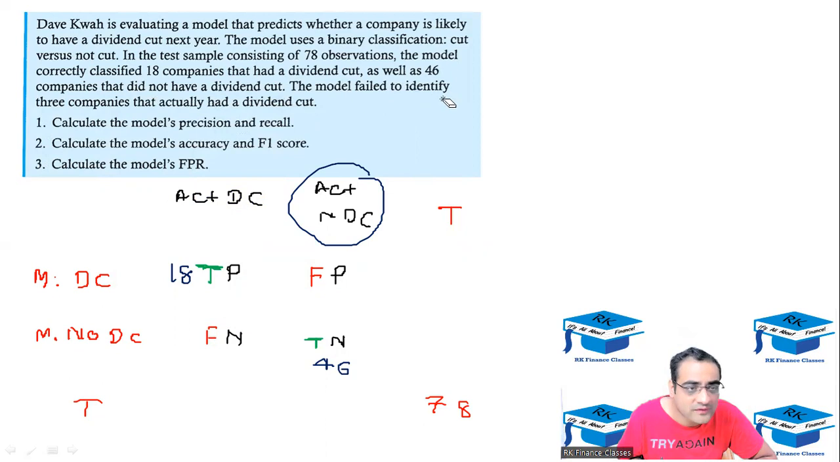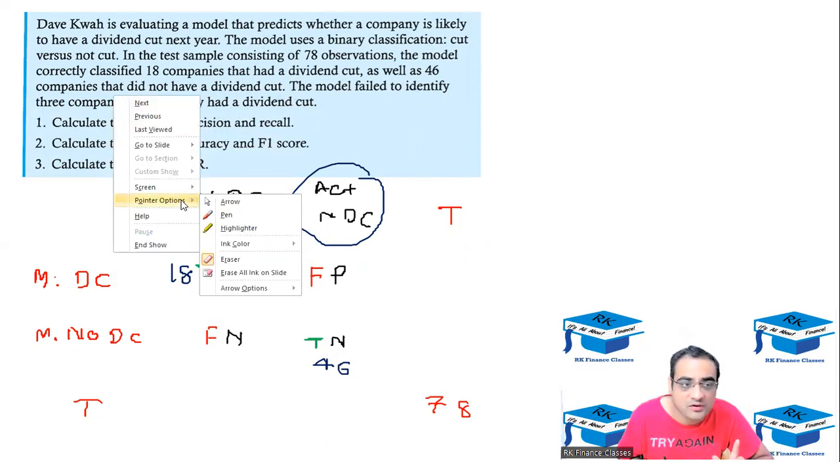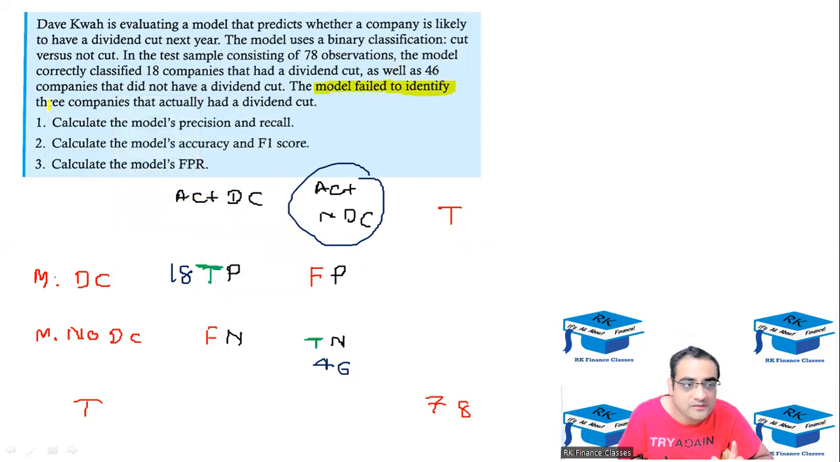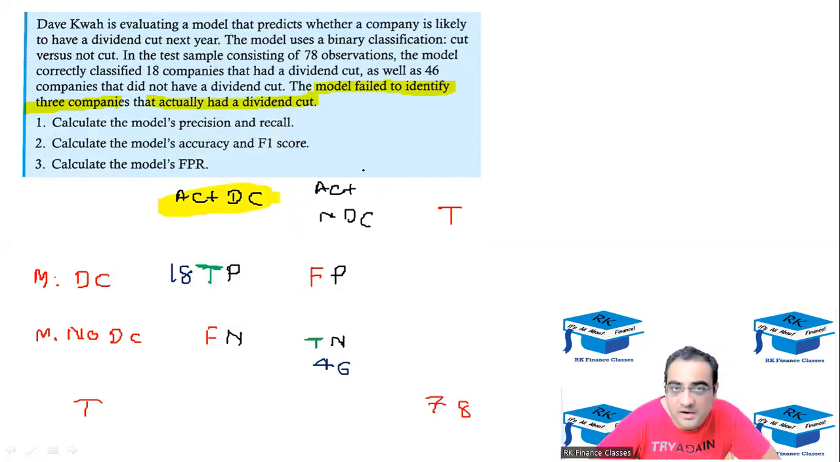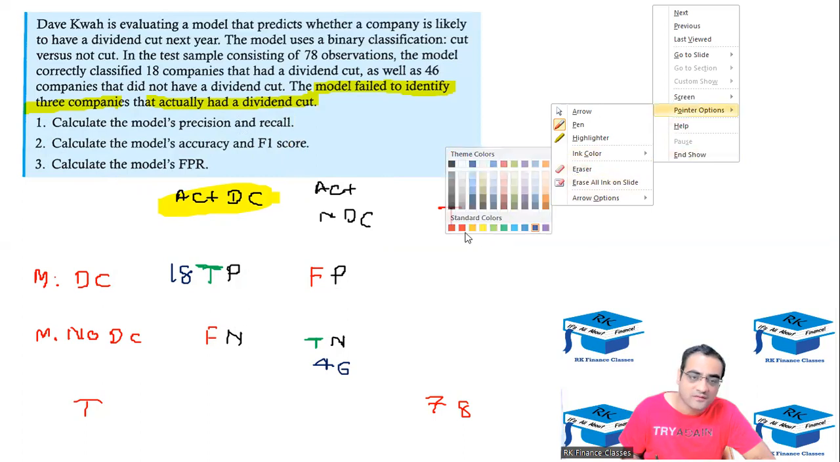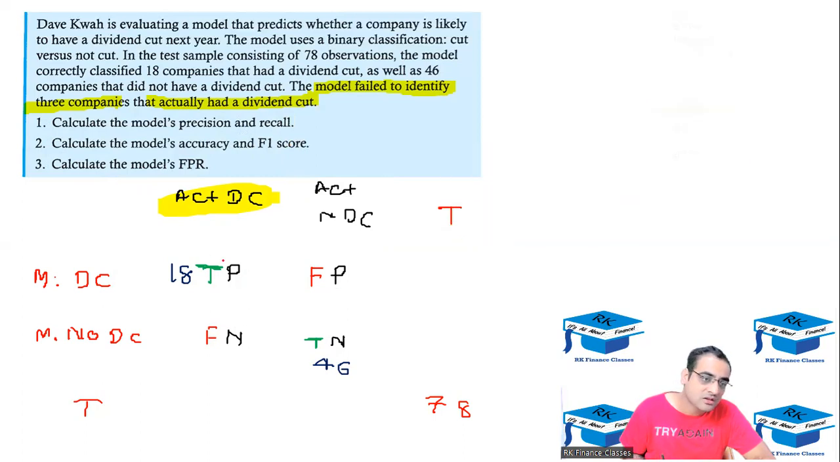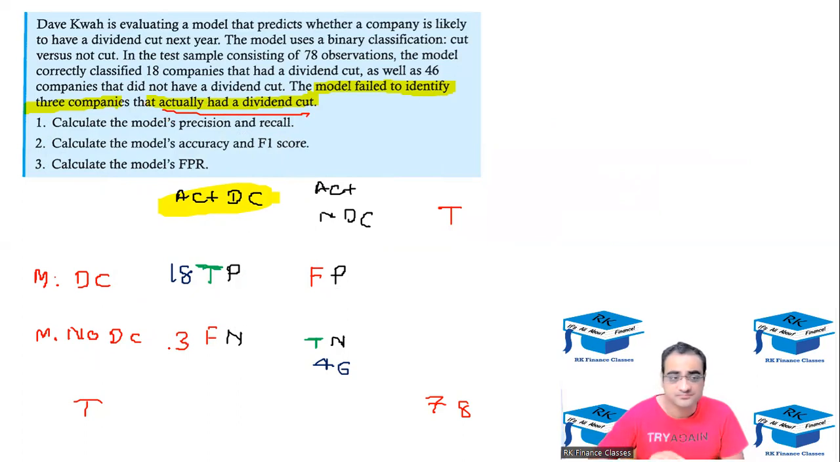So let's see, the model failed to identify three companies. Here there is a failure, meaning the false one is triggered. The model failed to identify 3 companies which actually had a dividend cut. So actually there was a dividend cut, but the model did not identify them. There were 3 such companies. The model said there will not be any dividend cut, but actually there was a dividend cut.